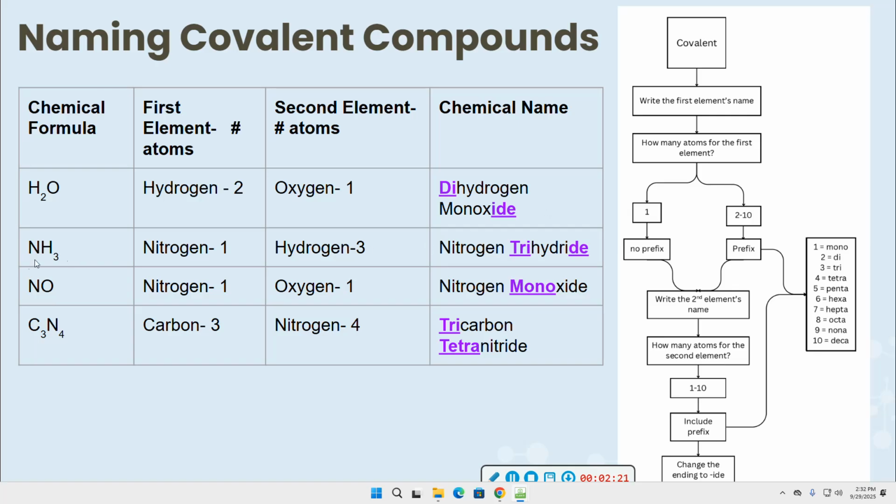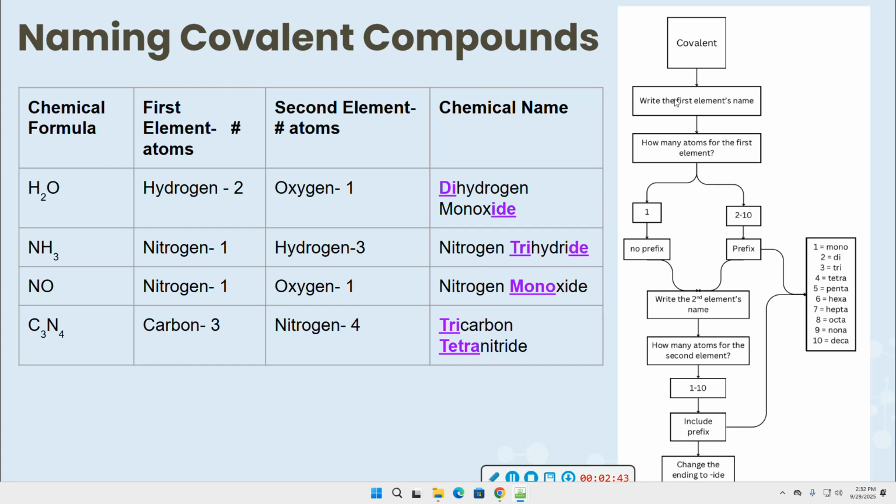In our next example, we have NH3. I'm going to look up the symbol for nitrogen. There it is, nitrogen. I have 1 of them. And then I'm going to look for H. H is hydrogen, and I have 3 of them. Now I'm going to name my compound. Notice that I did not use the prefix mono on my first element.